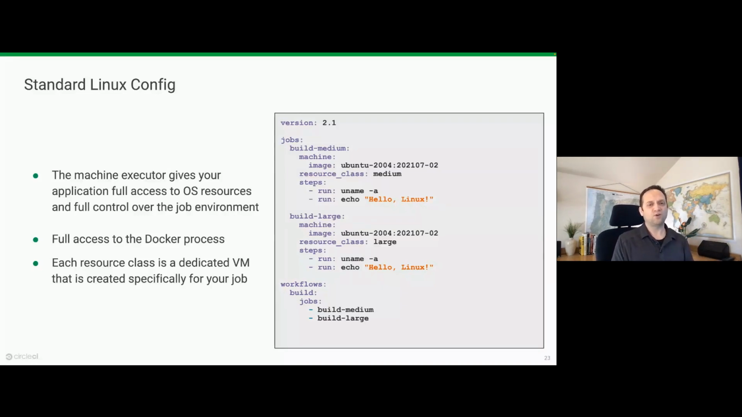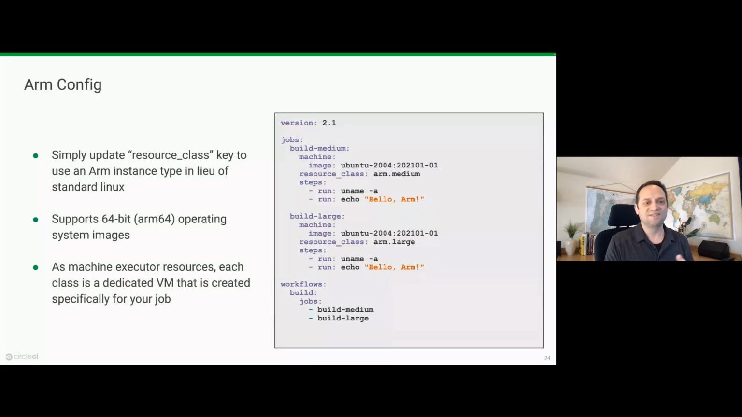So what do you think is required to get this set up for ARM? Is it going to be a whole lot of rewriting your configuration, a whole lot of extra work? Well, not really. We switch over to ARM and you can see that there's almost negligible difference. If you blinked, you might not even have seen it. But all you have to do is simply update your resource class key to use an ARM instance instead of a standard Linux instance.